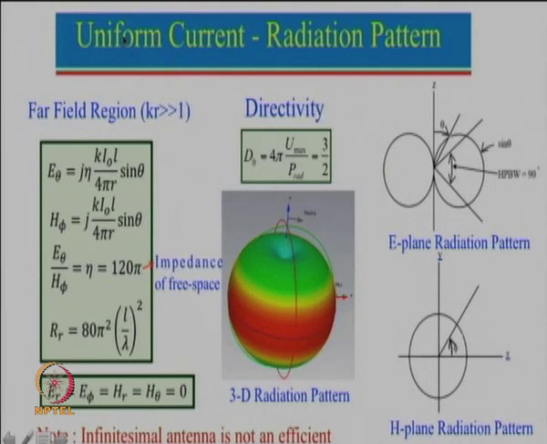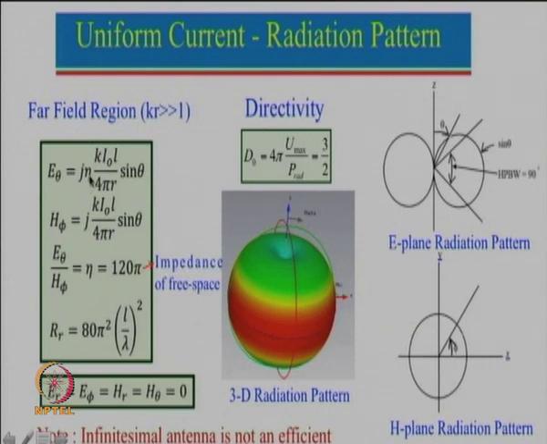So, now let us just see what are the different things here. I have used the term uniform current, I am not mentioning infinitesimal dipole here, because I do not agree that current will go to 0 at the edges. But for uniform current, let us say what are the far field regions. Please see here, this is kr much greater than 1. So, we can now say there will be only two components, one is E theta component, another one is H phi component.